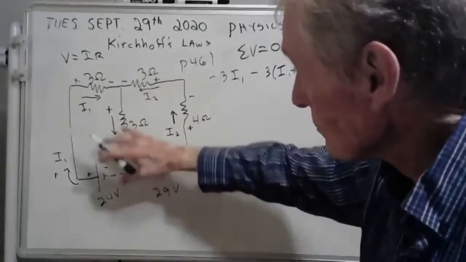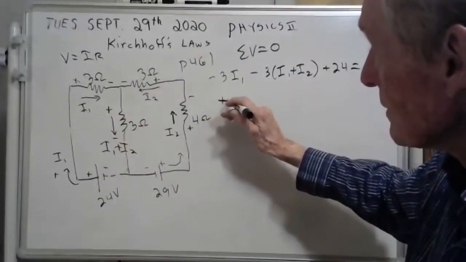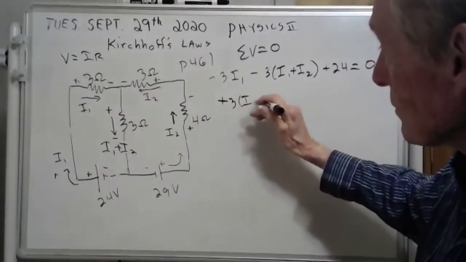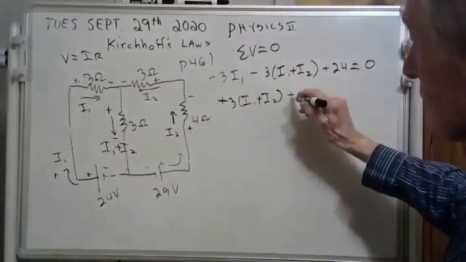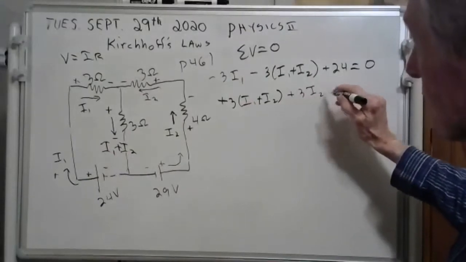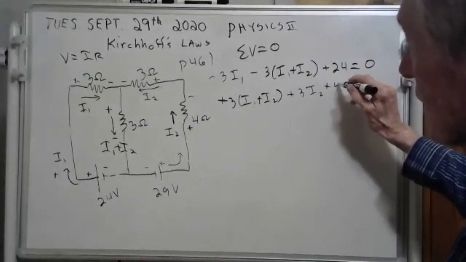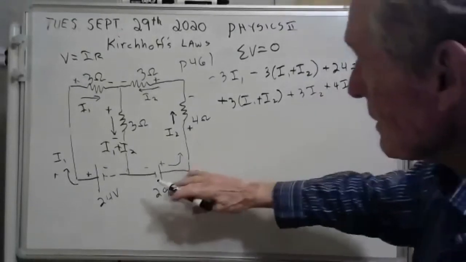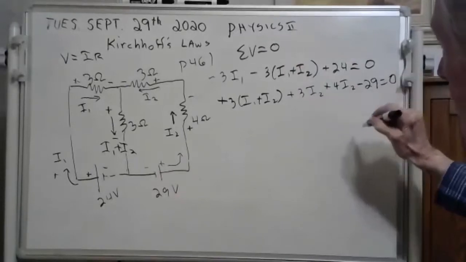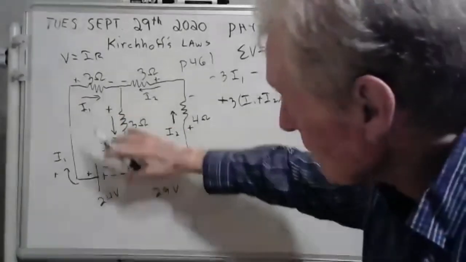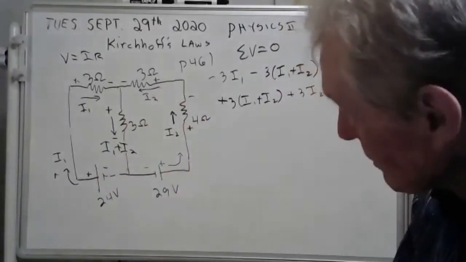I'm going to start here, and I'm just going to go around this loop. And so we have plus 3 times I1 plus I2. And then we have plus 3I2. And then we have plus 4I2. And then we have minus 29 equals 0. I just did a KVL around this loop here. And if you're happy with that, we're going to go on and finish it now.